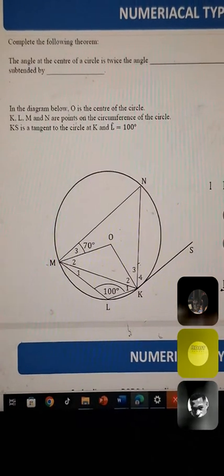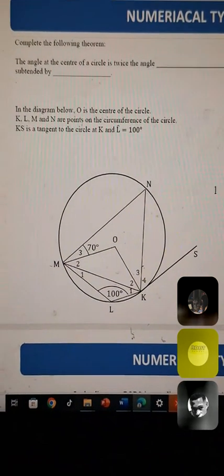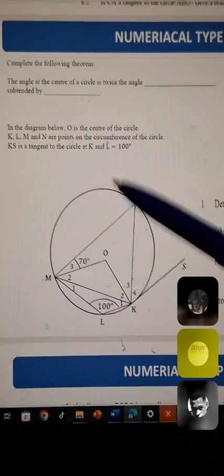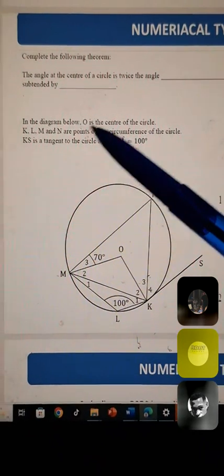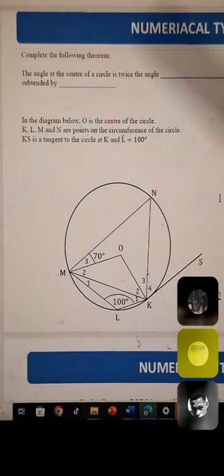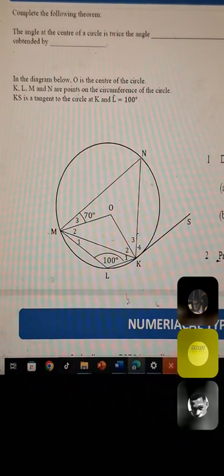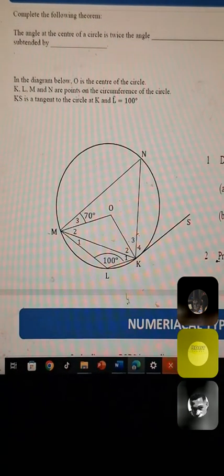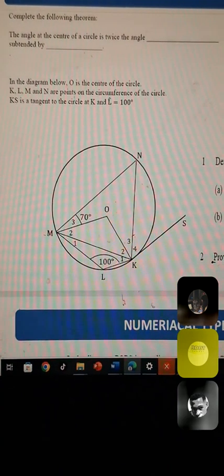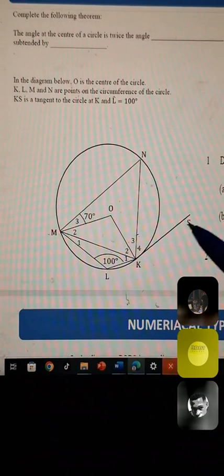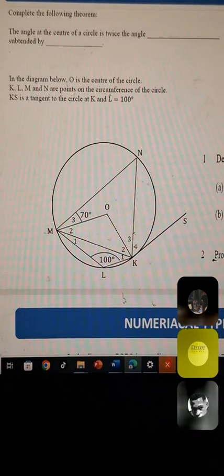Maybe let's come here now in this diagram. Let's check this one out very quickly. Let me give you your last minute of fame and glory on this live. So in the diagram below, O is the center of the circle. K, L, M, and N are points on the circumference of the circle. KS is a tangent to the circle at K, and angle L is equal to 100 degrees.